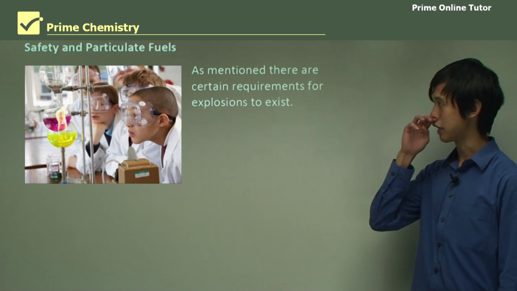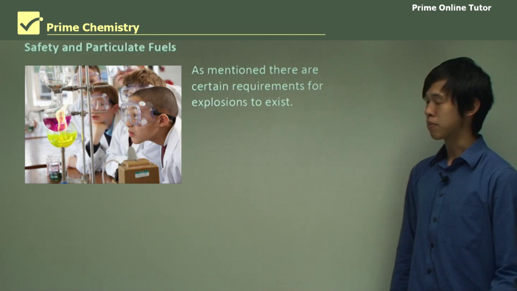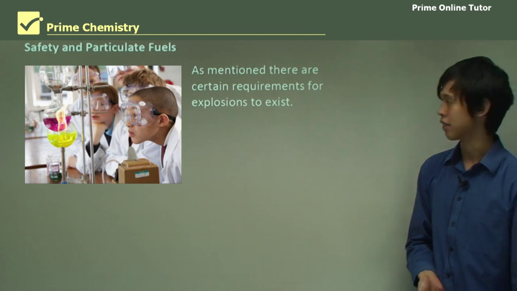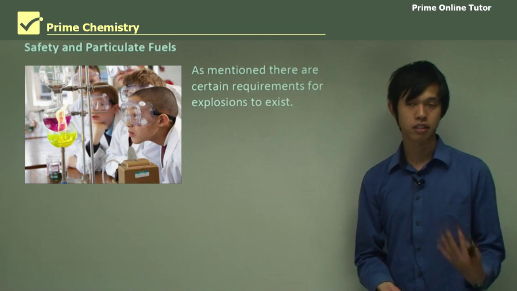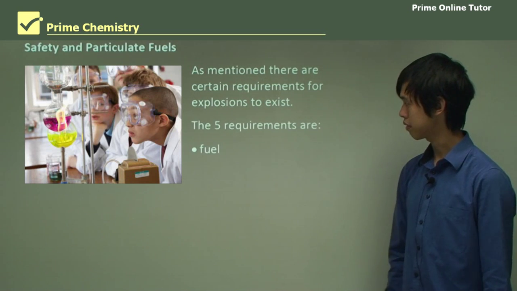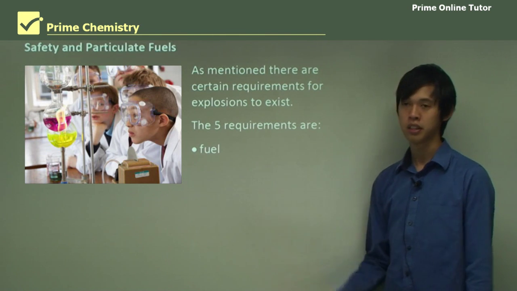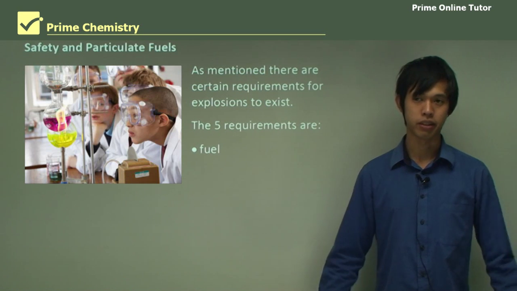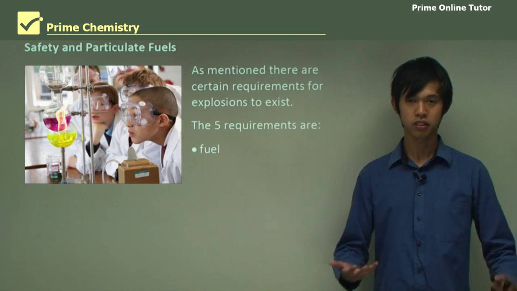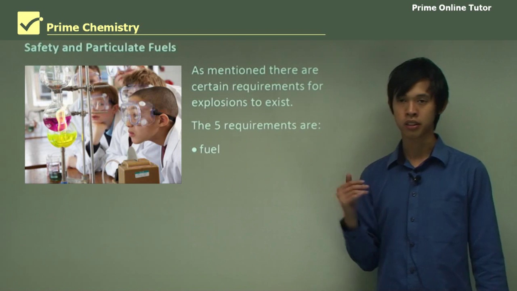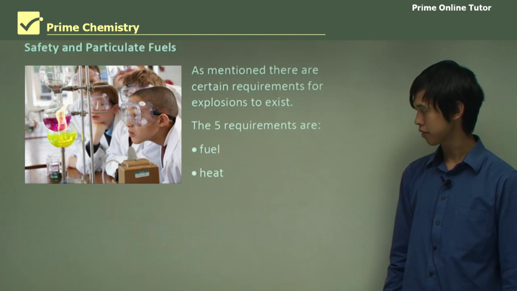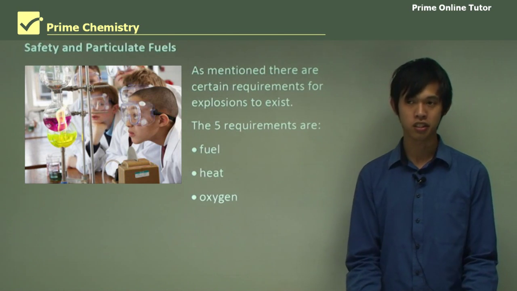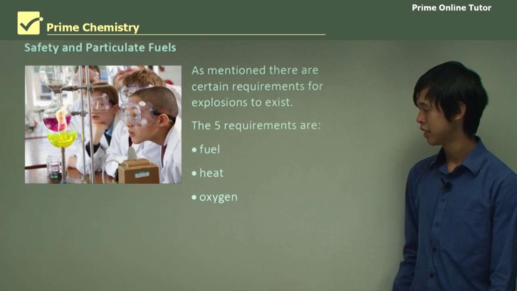Okay. So safety and particulate fuels. As mentioned already, there are certain requirements for explosions to exist. Okay, so without meeting these requirements, you don't get an explosion. So the 5 requirements are a fuel. So if I'm just standing in air, I'm not going to explode randomly because there's no fuel. I'm not a fuel. The air is not a fuel. So that's 1. You need heat, something to start the reaction. Obviously, you need oxygen, okay, because there's fire involved. So you need oxygen.